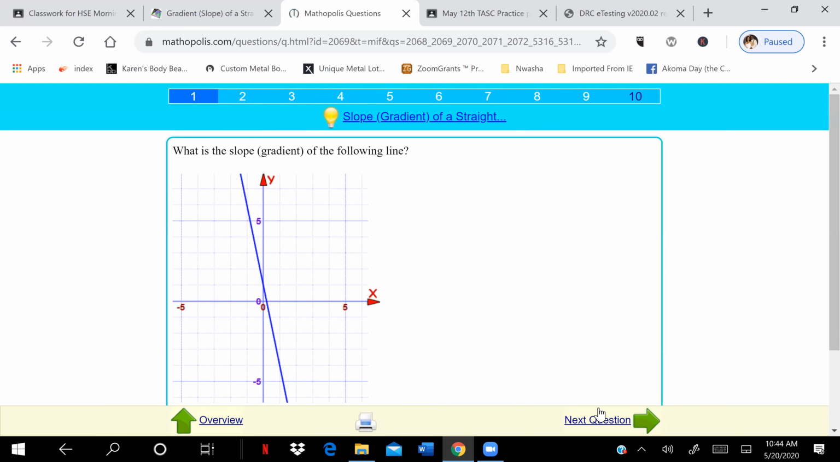So those are the 10 questions. So you can really use the grid for all of these and just count the slope. All you're practicing is the positive and negative, of course, and making sure you put the right thing at the numerator and the right thing at the denominator.